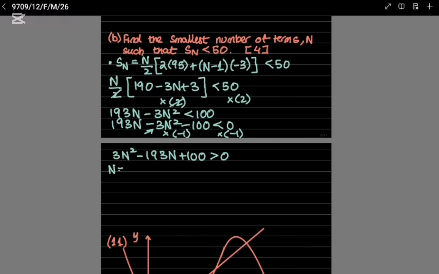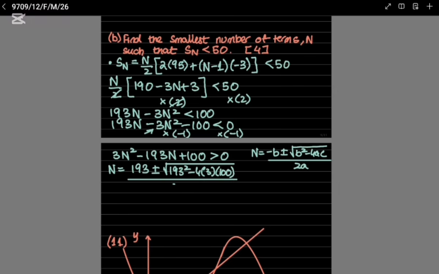Now let's use the quadratic formula. What is the quadratic formula? Let me write it. Minus b plus minus radical b squared minus 4ac over 2 times a. So 193 plus minus radical 193 squared minus 4 times 3 times 100 over 2 times 3. Solve this on your calculator and let's see what we get.